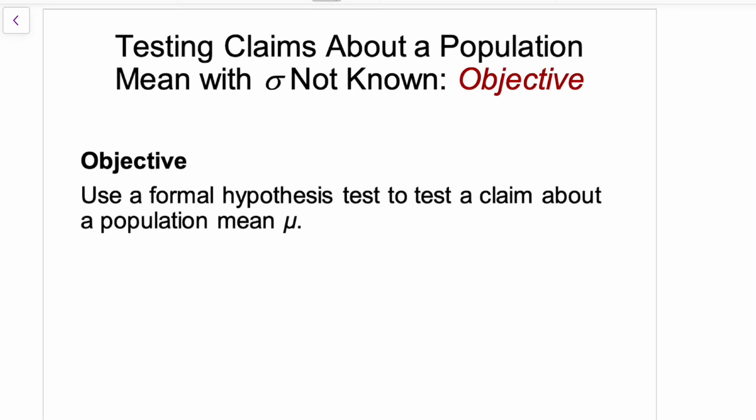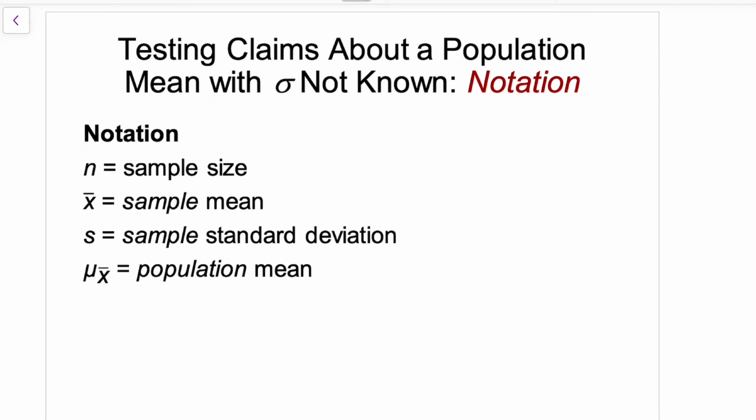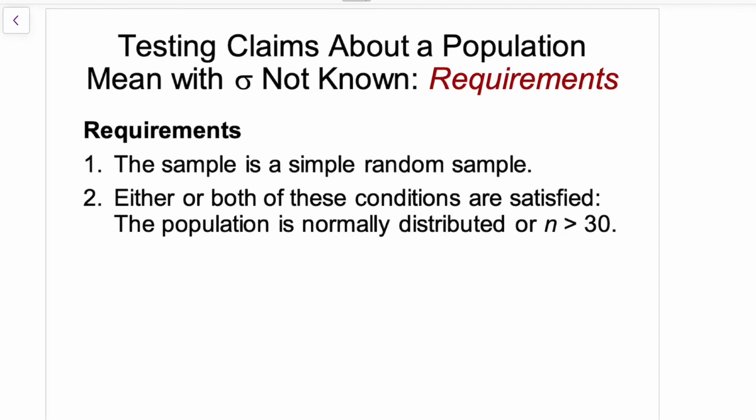Our objective in this section is to use the methods of formal hypothesis testing to test the claim about a population mean mu. Just like in the previous section, we want to have a common list of notation, where n is our sample size, x bar is our sample mean, s is our sample standard deviation, and mu, or mu sub x bar, is our population mean. And again, just like previously, there are a list of requirements. However, for our examples, they will always be satisfied. So we do not need to worry about them.